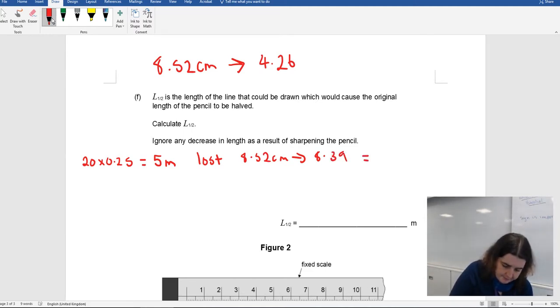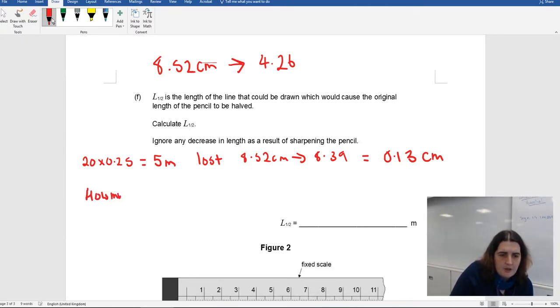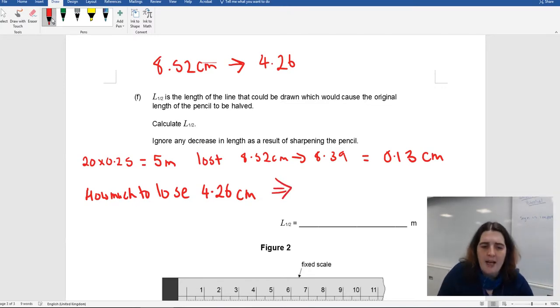8.52 minus 8.39. I have changed by 0.13 centimeters. Okay, so when I have done a line that is 5 meters long, I have changed by 0.13 centimeters. Okay, and I want to find when I would lose, so I would have had to go halfway through, so how much to lose: 4.26 centimeters. So to find out how many times I need to go, 4.26 divided by 0.13.